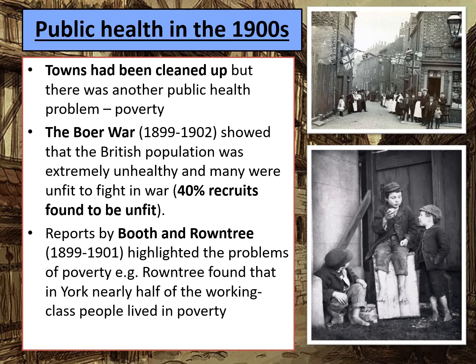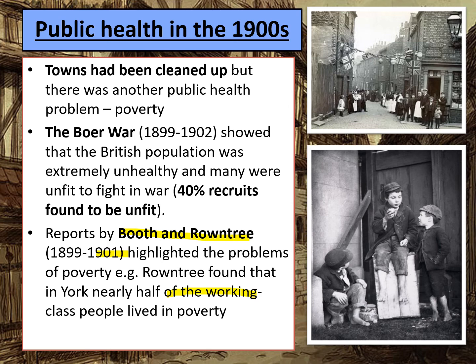But there was also the work of two people called Booth and Rowntree, and each of these men wrote their own report. Booth wrote a report in 1899 and Rowntree wrote a report in 1901, and both of them highlighted the problems of poverty. For instance, when Rowntree wrote his report in 1901, he found that in York, nearly half of the working class people lived in absolute poverty. He found that actually, even when both parents worked, there were still often times, for instance, where some mothers would have to go without dinners to be able to feed their families.